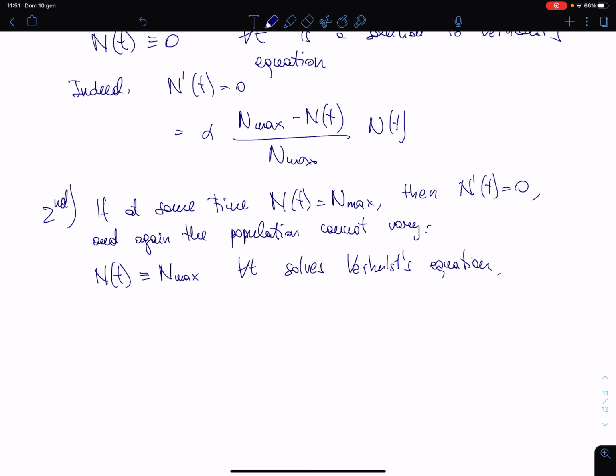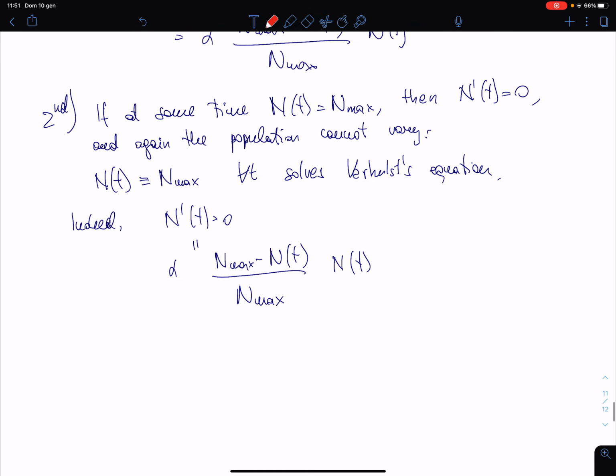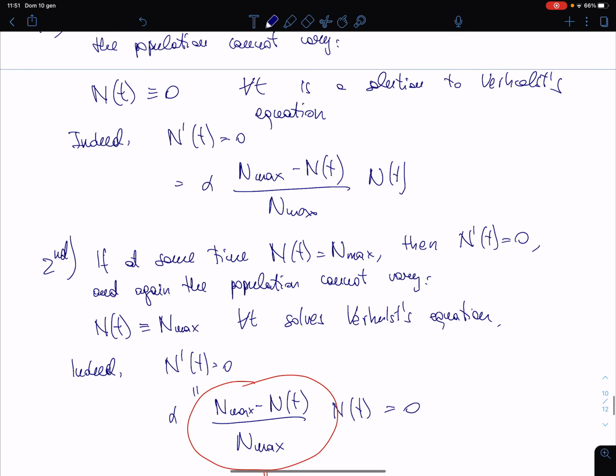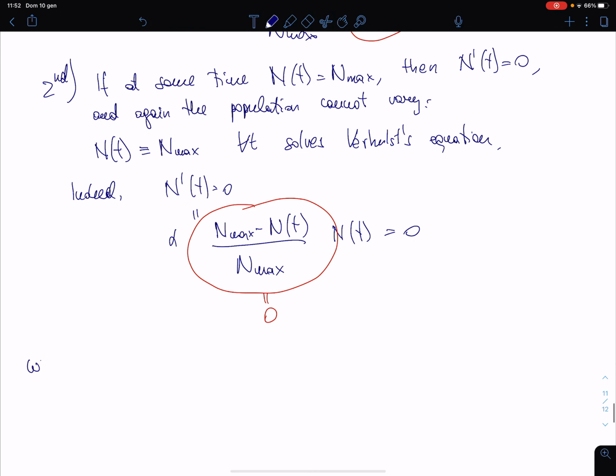So let us verify. Indeed, we have N prime of t is equal to 0 for every t, and this is equal to alpha times N max minus N of t divided by N max times N of t. And here, this time, this factor here is equal to 0, so everything is equal to 0, while in the previous example, this was equal to 0. Okay? So we found two special solutions, and a peculiar feature of these two solutions is that they are constant.